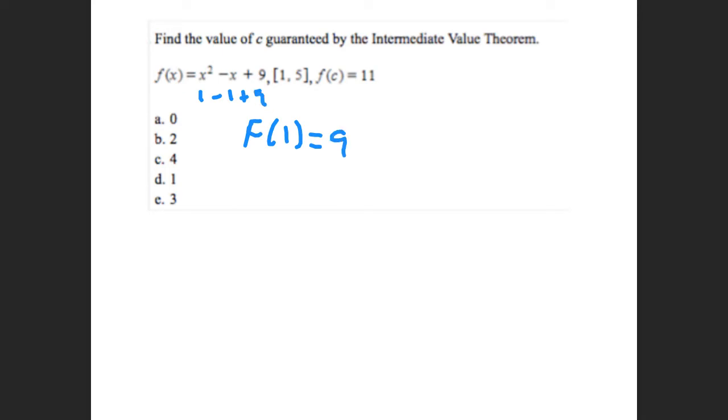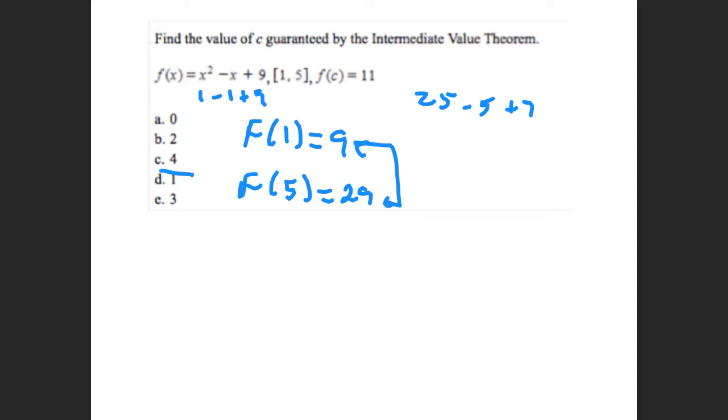And then I'm going to plug 5 in there. So f of 5, if I put 5 in there, that gives me 25 minus 5 plus 9, so that's 29. So the intermediate value theorem says that there has to be some value between 9 and 29 that f of C is equal to 11. Now, I'm supposed to find that value. I know it can't be 1, right? Because that's 9. I know it can't be 5, so it's got to be one of these.